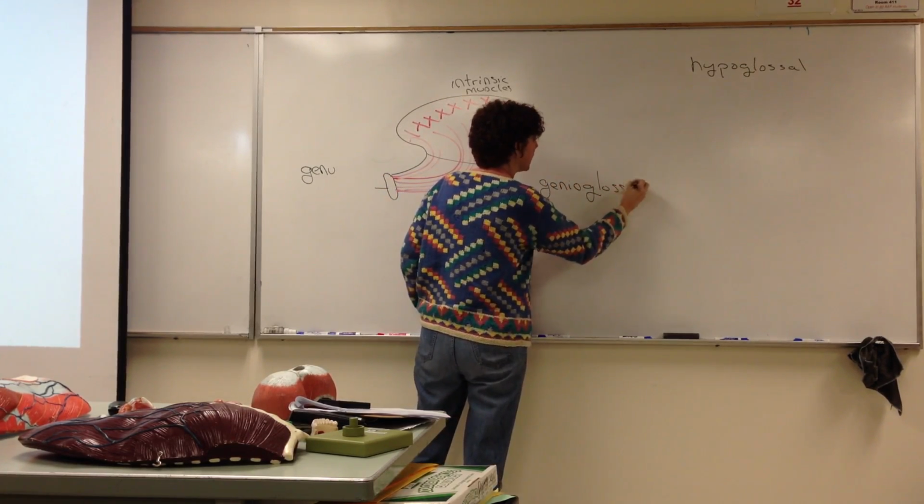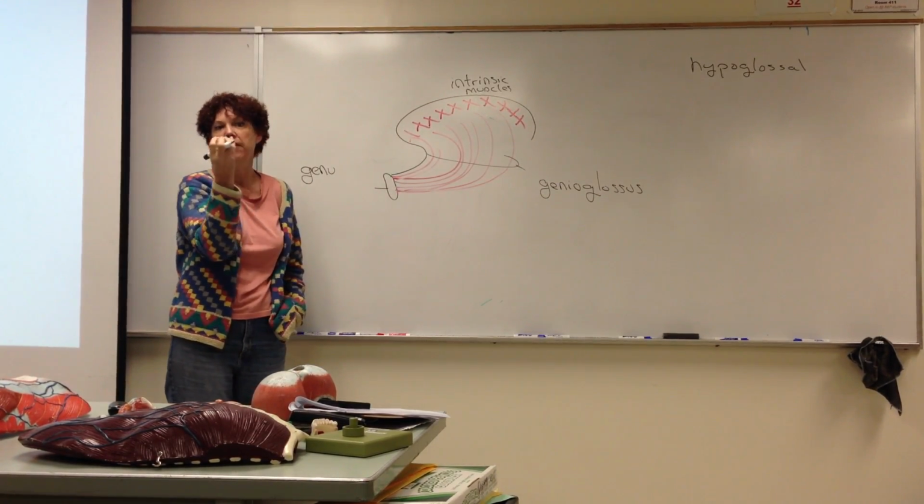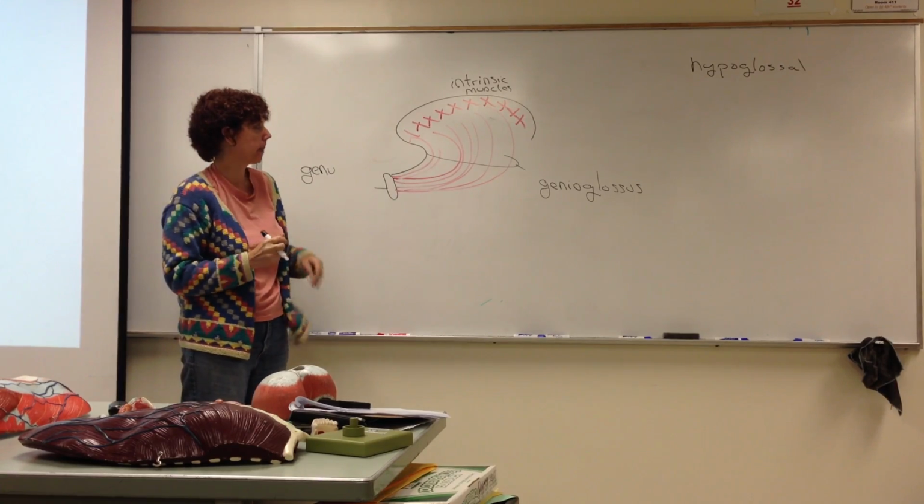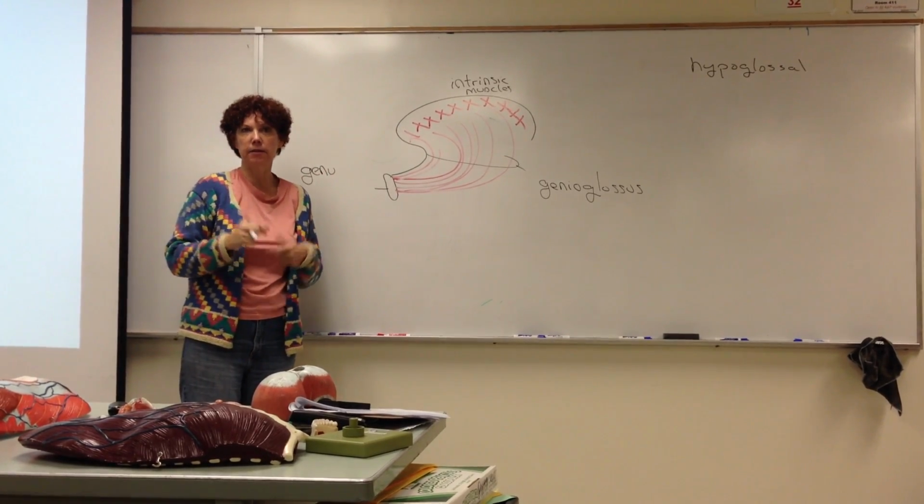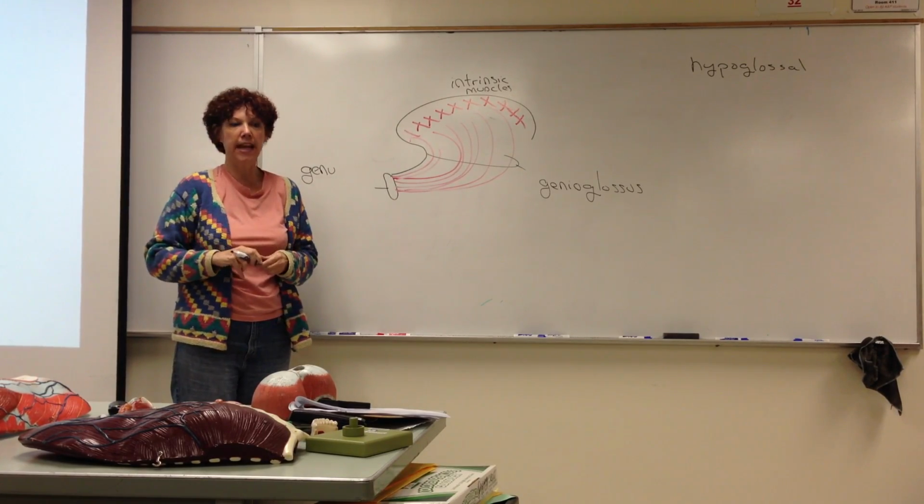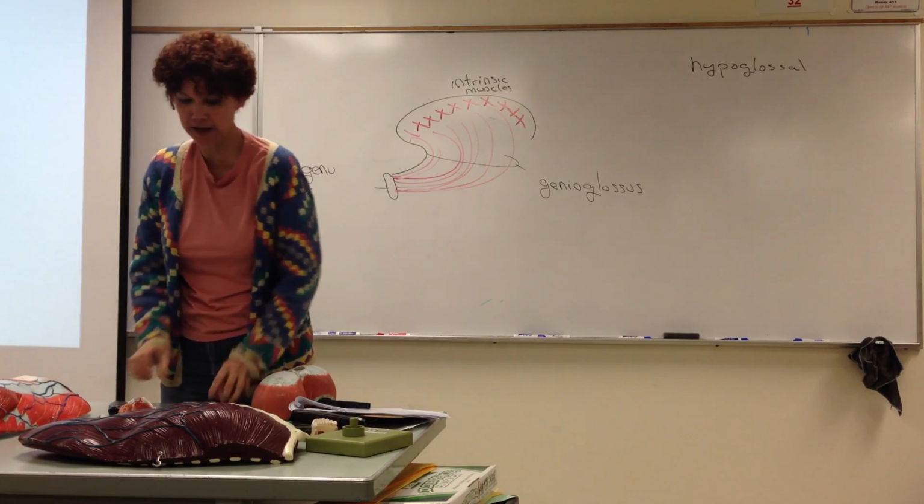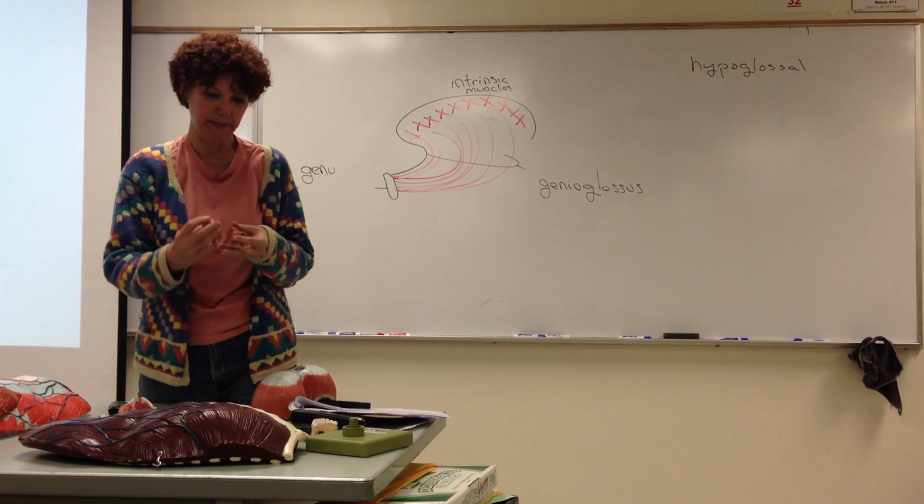The origin is the genu of the mandible, and insertion is just into the body or the tongue itself. You'll notice that each of these muscles has the ending glossus for tongue. So the next muscle is styloglossus. And on this model here, you're only seeing a portion of it.